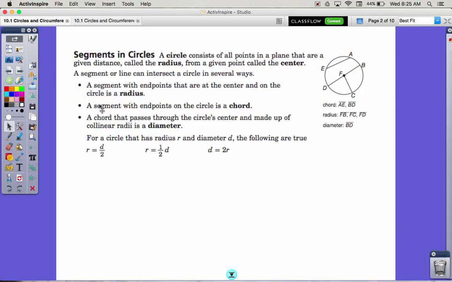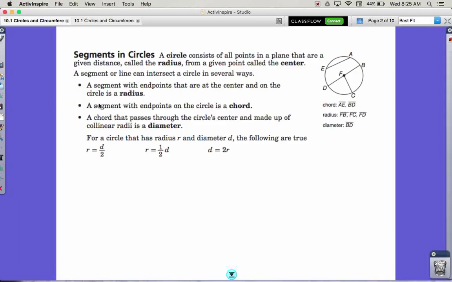A segment with an endpoint at the center of the circle is a radius. So if you have an endpoint at the center and it also crosses the edge, that's going to be a radius. So it's halfway across the circle. A segment with endpoints on the circle is a chord. So if a segment has endpoints that are both on the circle, then it's considered to be a chord.